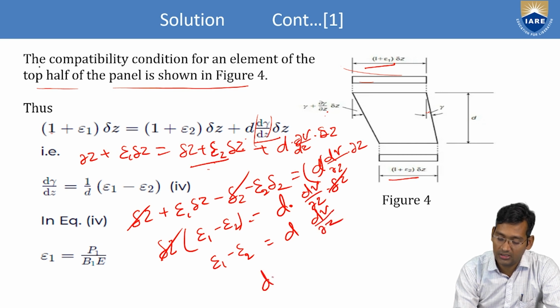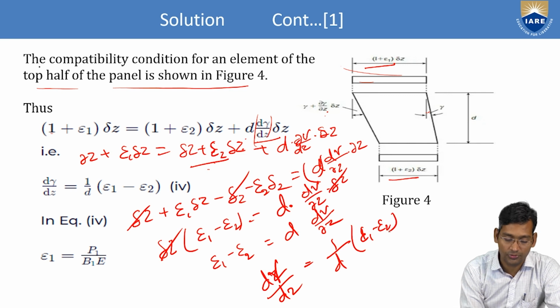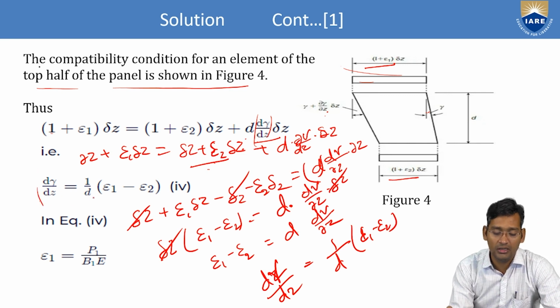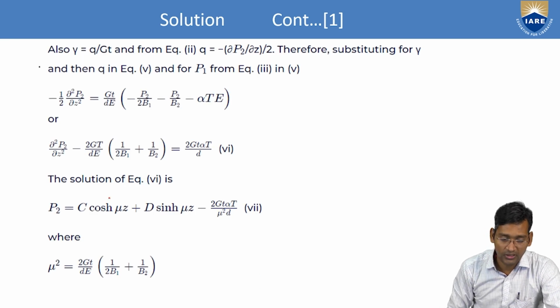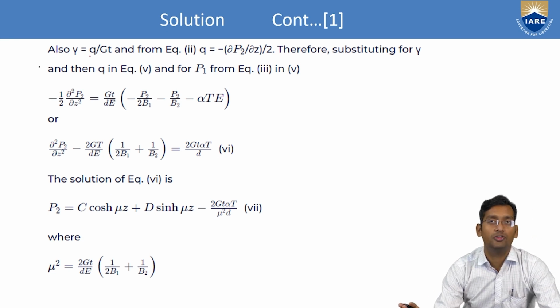So from here what we will get? D gamma by dz equals to 1 by D epsilon 1 minus epsilon 2. So that is here, d gamma by dz equals to 1 by D into epsilon 1 minus epsilon 2. Fourth equation. Now in the fourth equation, put epsilon 1 equals to P1 by B1E. Okay, and also gamma equals to Q by dt, that we had already seen.